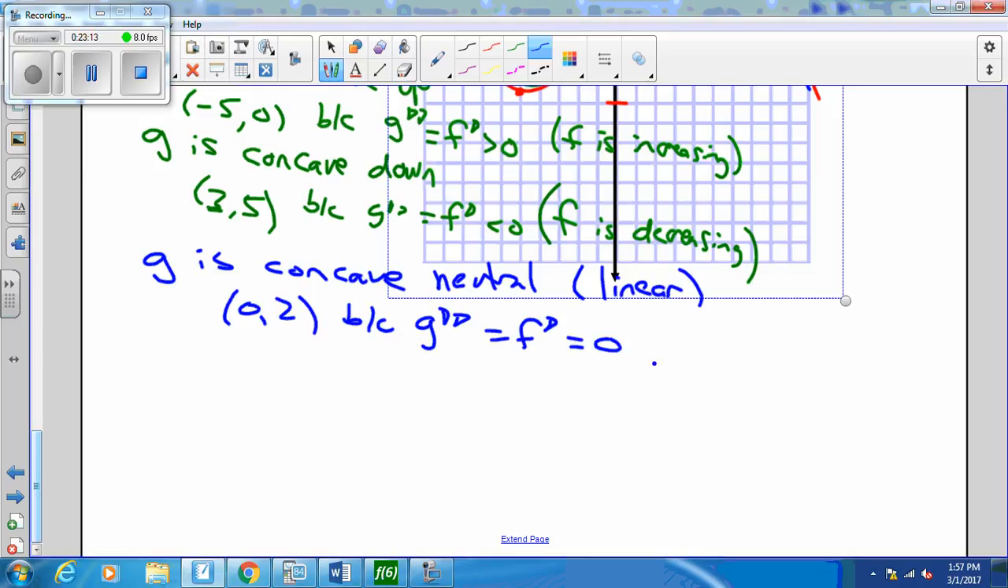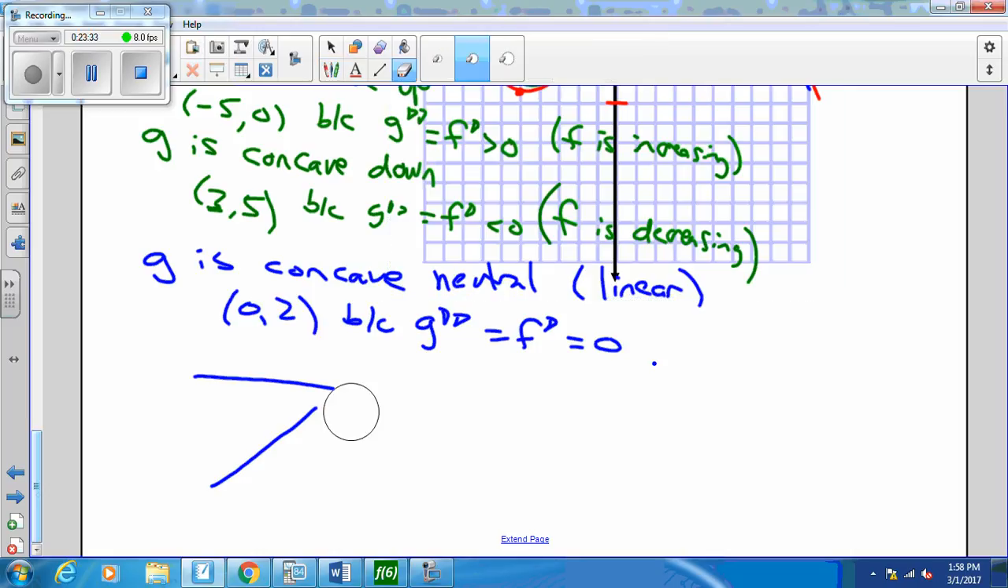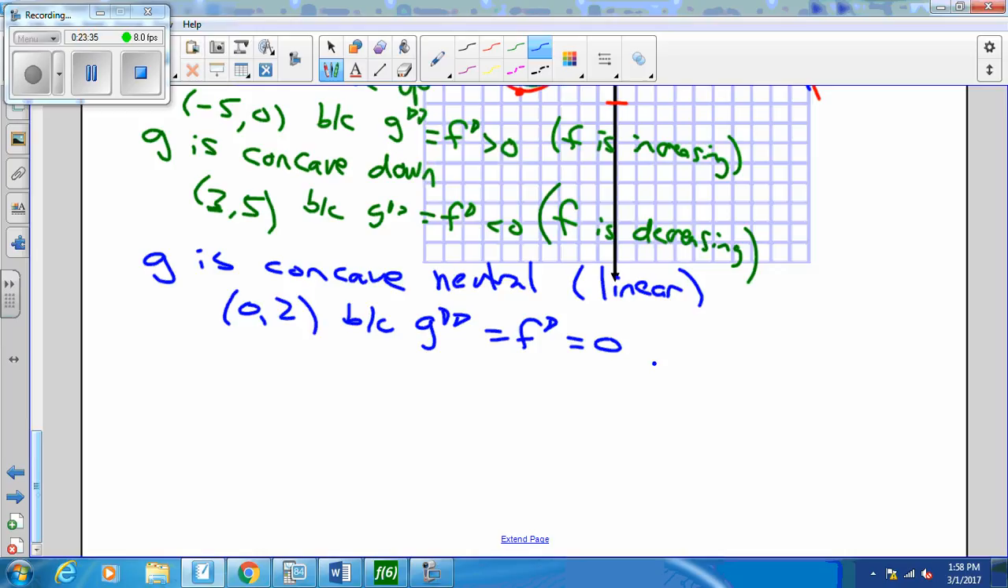On the interval 0 to 2, because f prime is 0. Can you just say it wasn't constant? Or like constant? A constant function looks like this. A function with a constant slope can look like that. So it does have a constant slope? It has a constant slope. G has a constant slope, but it is not a constant function.